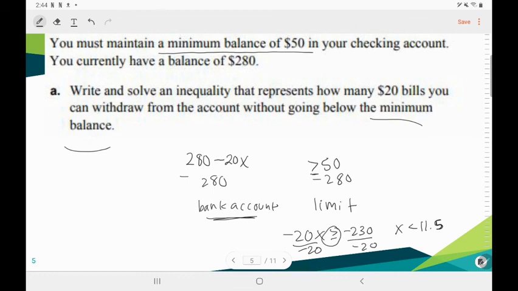Now, if you ask yourself, can you take out 11 and a half $20 bills? The answer is no. So I would adjust this. I can't take out more than 11. I've got to take out less than 11. So I'm going to change it to 11. And that would be my final answer. Oh, I dropped my or equal to 11.